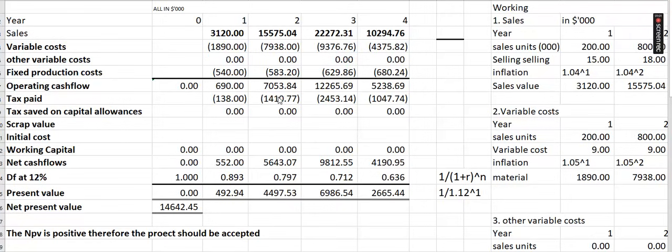Okay, so we would have added another year, year 5, right? We would have had 5 years. Yeah, because next time we'll also look at another question, which is in arrears.